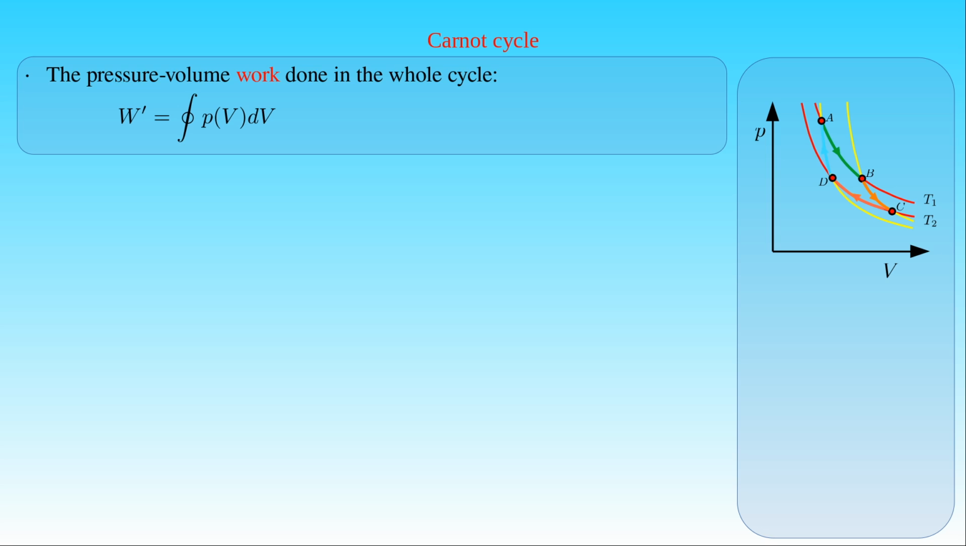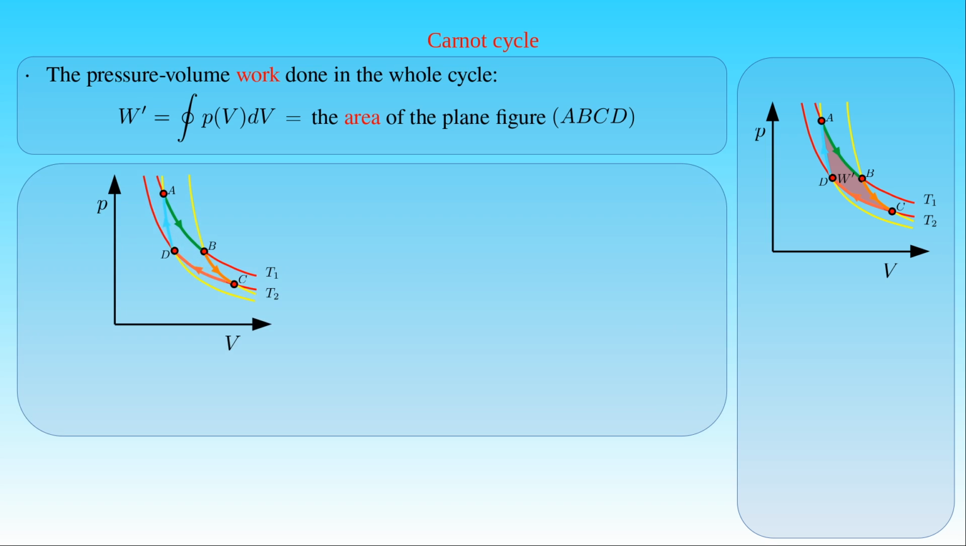The contour integral along this path is equal to the area of the plane figure defined by this closed curve. It is easy to show that W' is given by this area, if we split the contour integral into the terms of each process in the cycle.